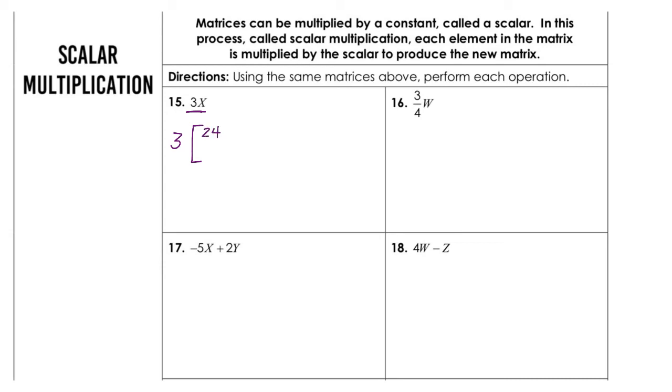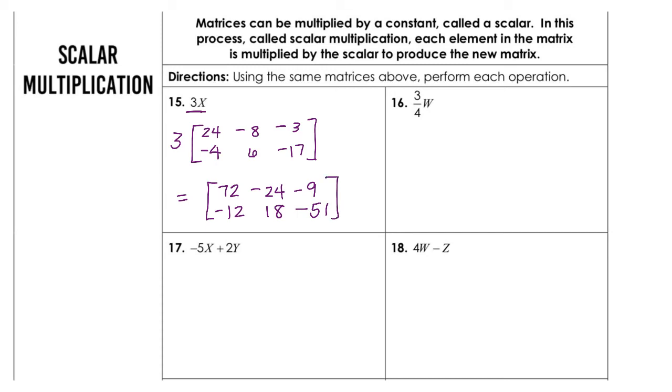So I'm going to recopy the matrix X down for us. And then you're going to go through and you're multiplying each individual element by 3. So when you do that, you are going to end up with 3 times 24. So that's going to give you 72, negative 24, negative 9, negative 12, 18, and negative 51.